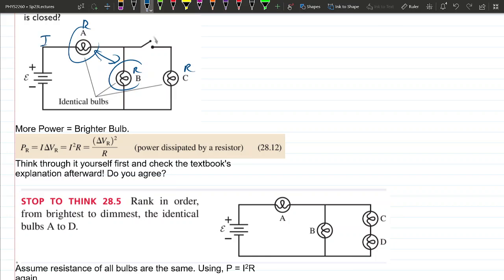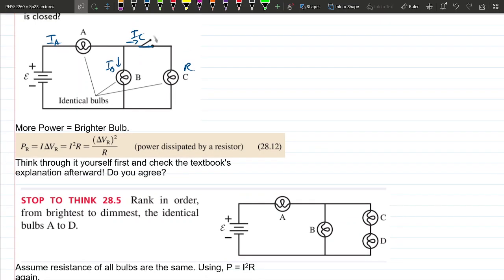But if you close this switch, let's say we make this connection here, instead of just a single current, now we have 3 different currents, right? I'm going to call this maybe IA. I'm going to call this IC. I'm going to call this IB, right? Since the resistances are the same between them, the amount of power that's coming out of the light bulb is just proportional to the current squared, right? So which of these light bulbs has the most current going through it? What do you guys think?